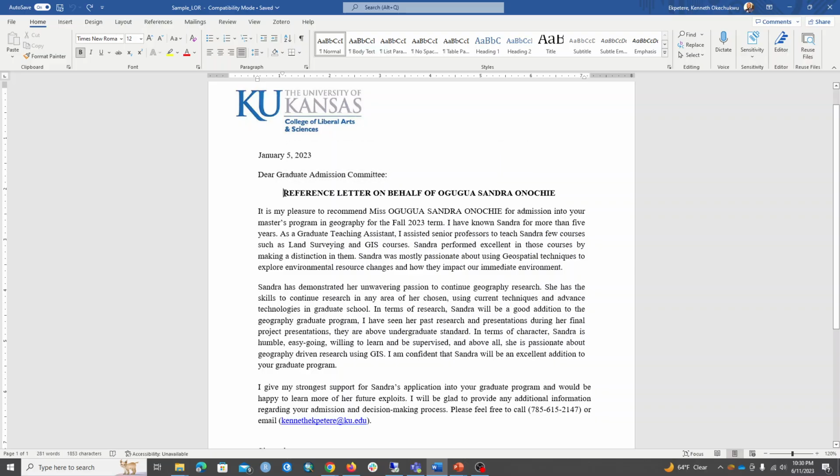It's going to have a title. This is more like a formal letter. You're going to have a title called reference letter on behalf of Sandra Onochie. So this is an example of a person I wrote for, and this is how it looks like. All right, so this is more the block paragraph method, the block paragraph. Okay. In the first paragraph, let's see what it covers.